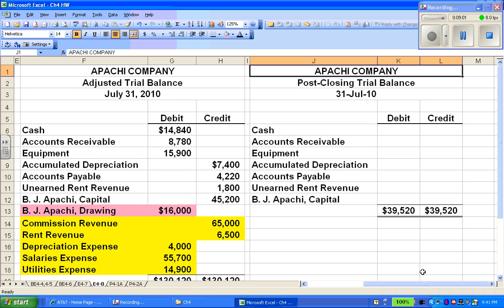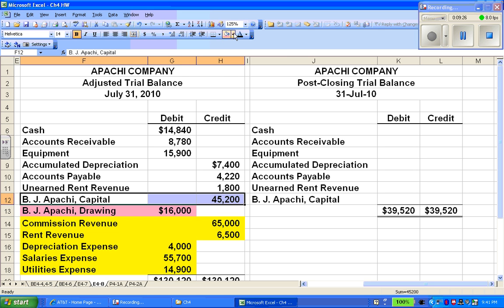And now I can prepare my post-closing trial balance. And my post-closing trial balance should only reflect the permanent accounts. And that would be my assets, my liabilities, and my capital account. Because my revenue and expenses are all zero now, and my drawing account is zero. So I have my cash, which these closing entries never affected these accounts. The only account that was affected was the capital, so we have to be careful with that one.